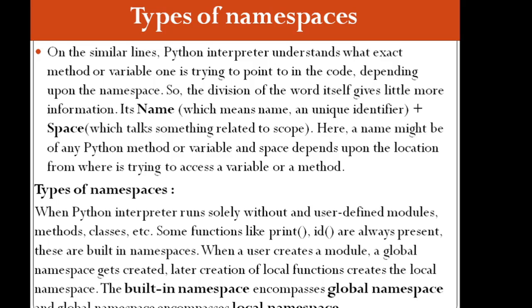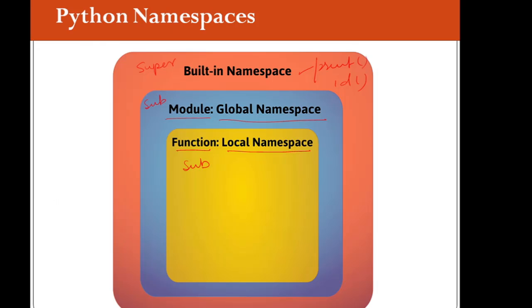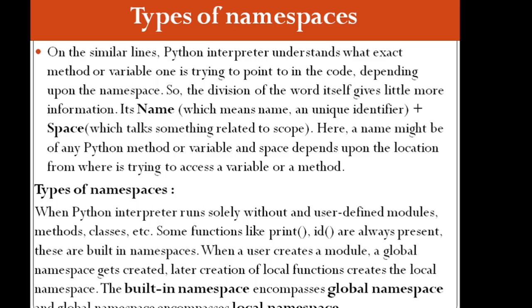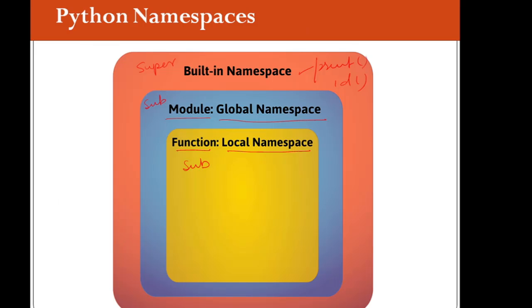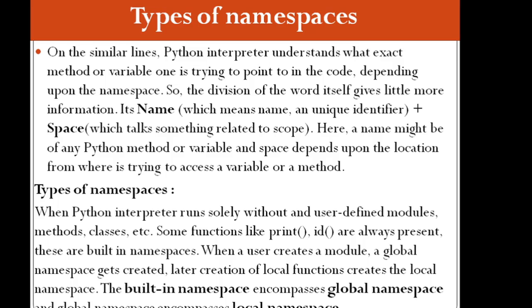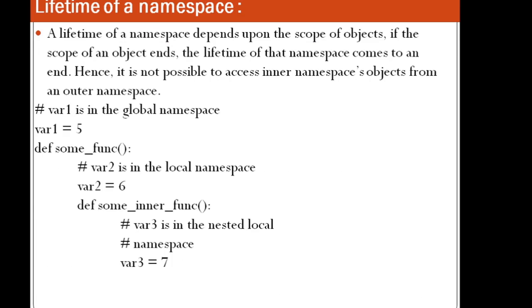When a user creates a module, a global namespace is created, and the built-in namespace encompasses it, and later creation of local functions creates the local namespace. The built-in namespace encompasses the global namespace, and the global namespace encompasses local namespaces. So built-in namespace, global namespace, and local namespace. This is the hierarchy.